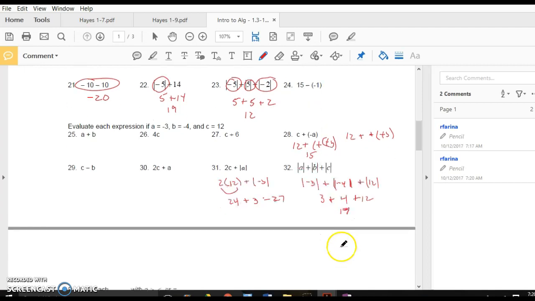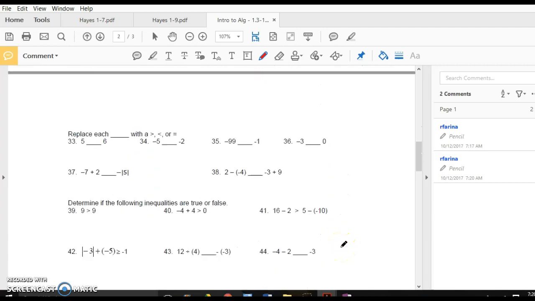Then, on the back here, we look at number 37. -7 plus 2 is -5. The absolute value of 5 is 5, but you have that -5, so that's going to be -5, so these are equal.